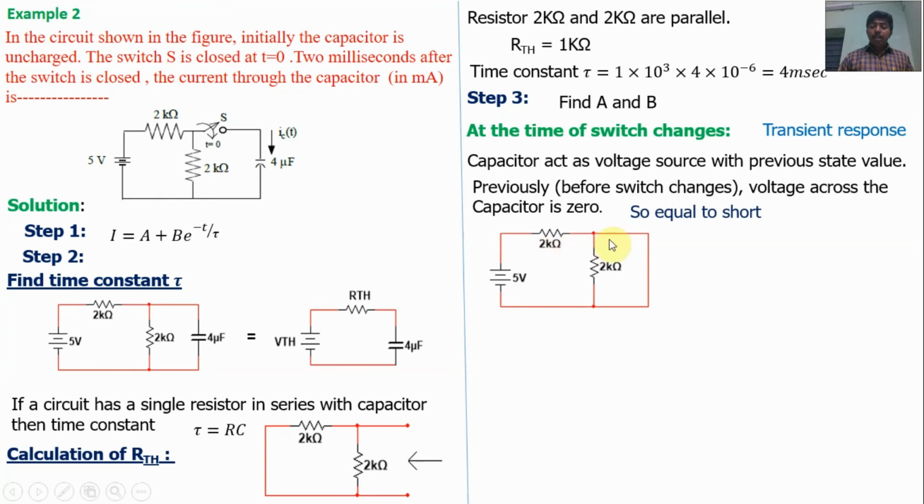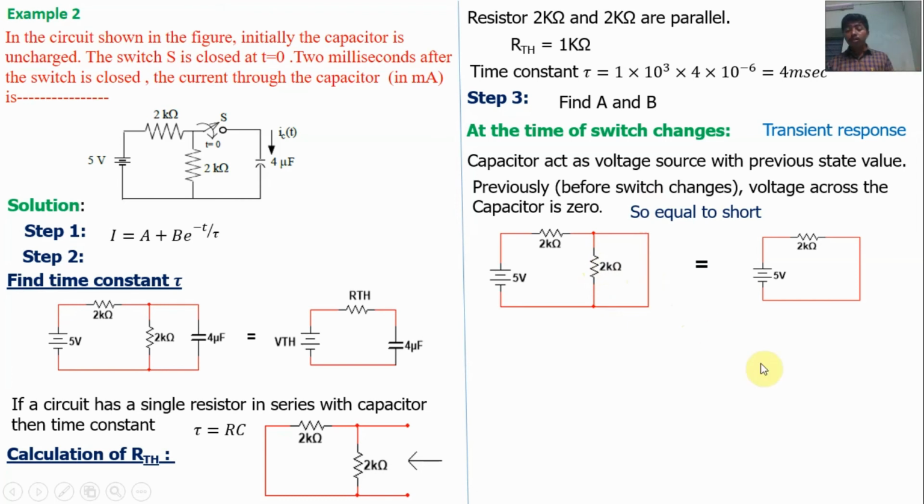So now find the current flow through the capacitor. If the 2 kilo ohm is shorted, the total resistance will be R total is equal to R1 R2 by R1 plus R2. Here this resistance is 0 value. Short circuit means 0 value. If you use this formula, we get the answer 0 ohm. So the total resistance for the parallel circuit of 2 kilo ohm and 0 ohm is 0 ohm. Okay, so if a resistance is shorted in the circuit, the effective resistance will be 0.